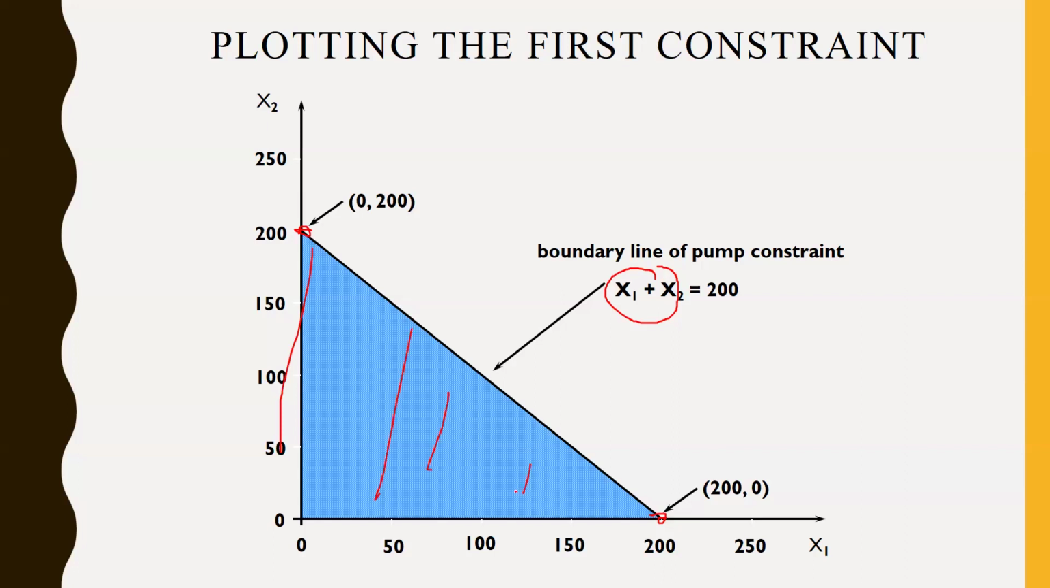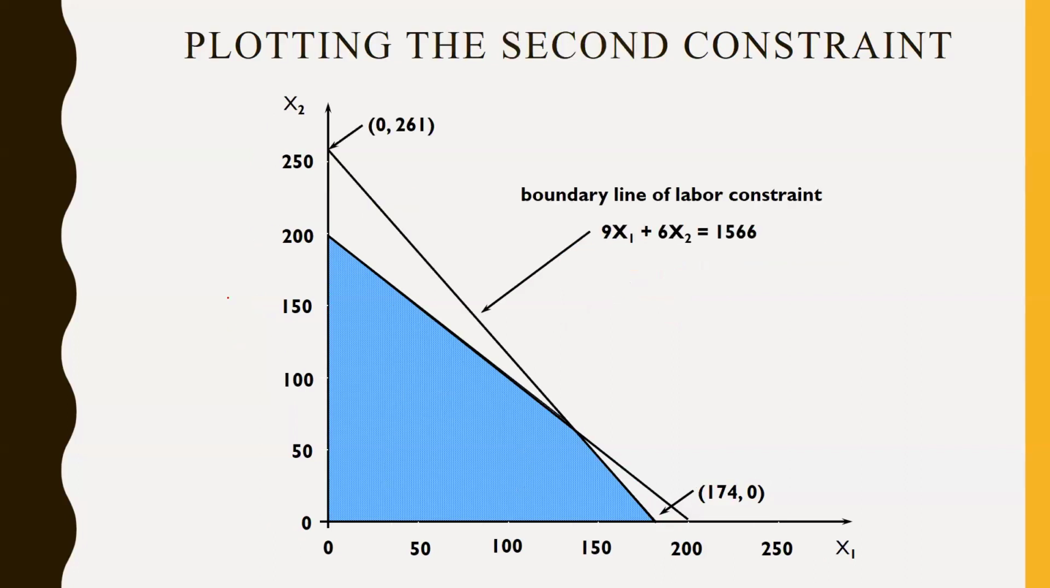Okay, for the next, you put the second constraint. This is the time, based on labor hour. If you substitute x1 equal to 0, you get this point, and you get this point. From this, we have the overlap area between two lines. Because these two lines contact at this point, this is the feasible region.